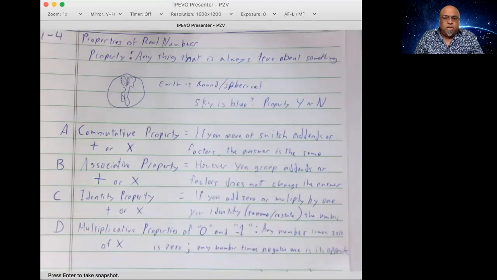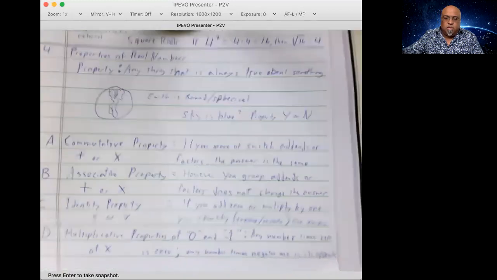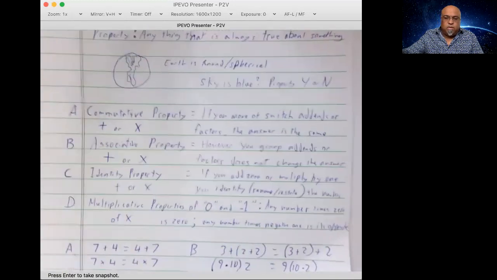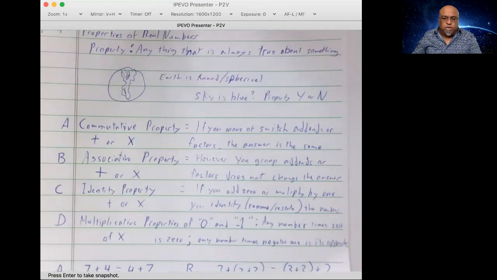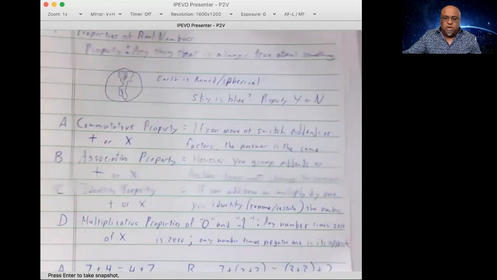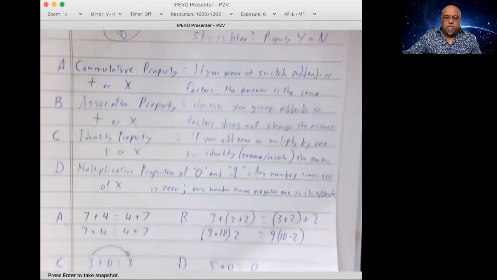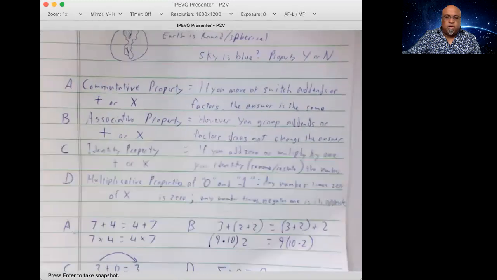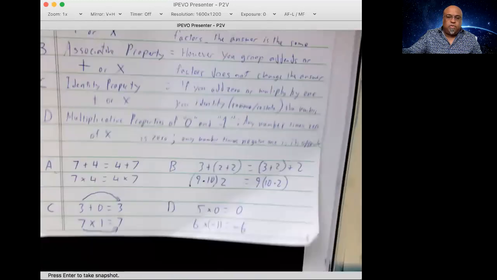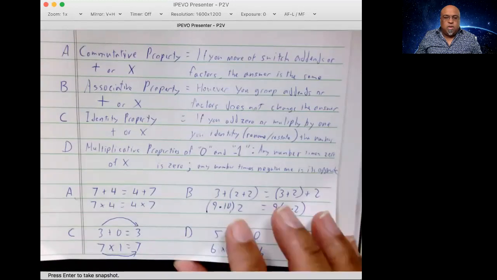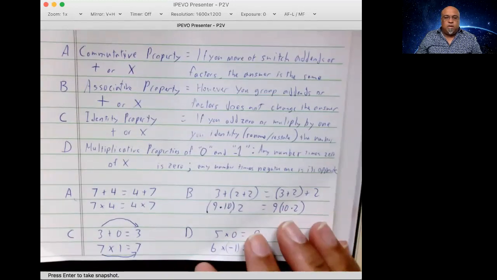And part D is multiplicative properties of 0 and -1. Basically, it means that any number times 0 is 0, and any number times -1 is its opposite. Now I gave some examples for A, B, C, and D here.